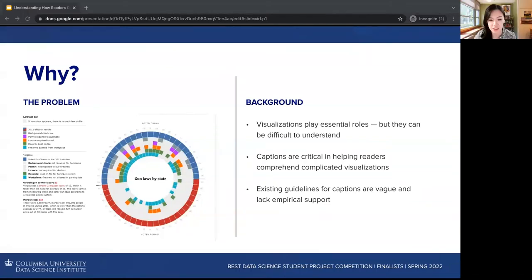Visualizations play essential roles across disciplines for people to understand and communicate data. Sometimes information can be difficult for readers to understand. For example, the chart here. In this scenario, captions are critical.